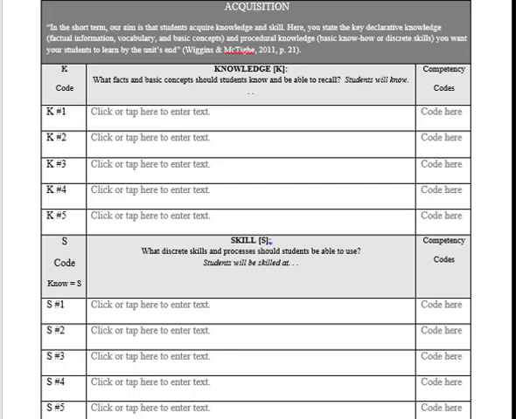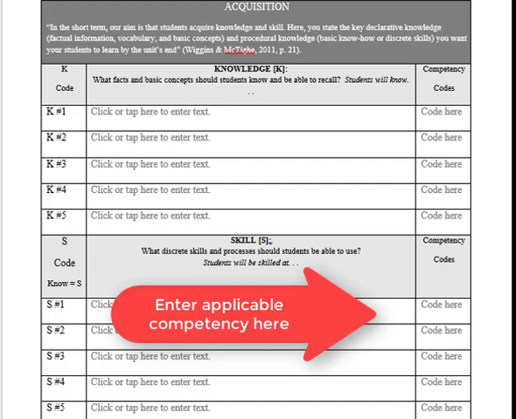You will notice there is a column at the end of each area for competency codes. This is where the competency that relates to each knowledge, skill, transfer, essential question, or understanding should be listed.